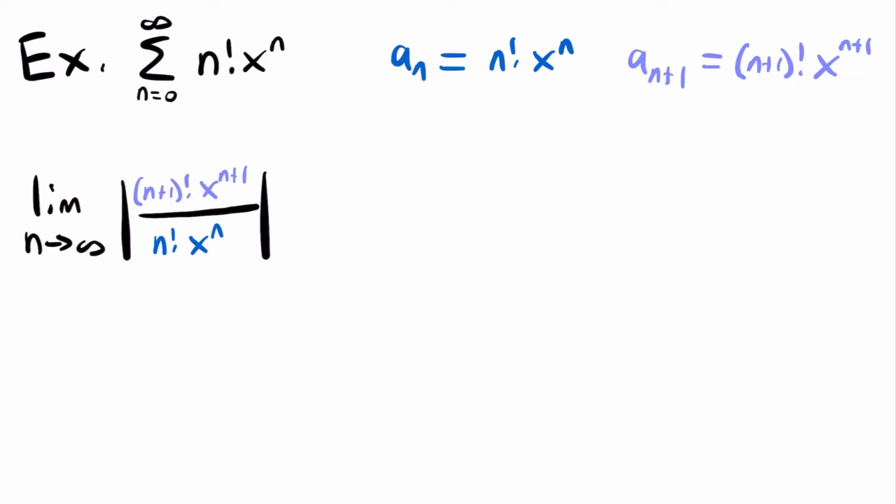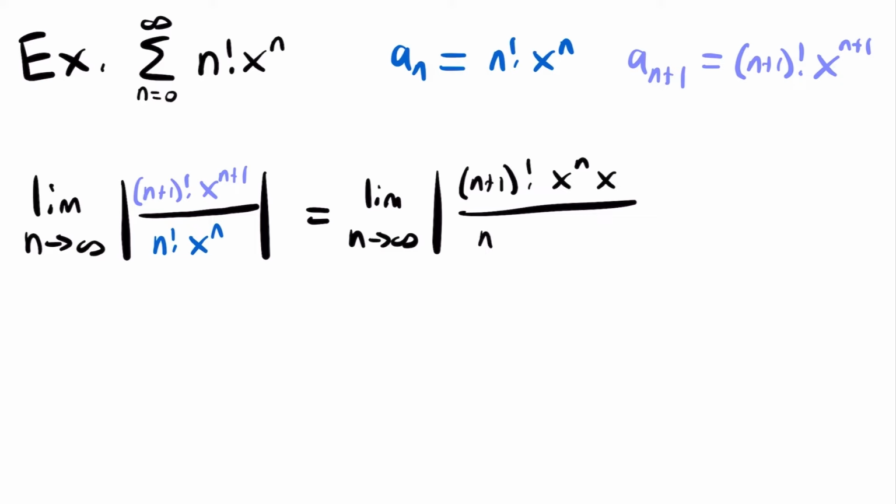Okay, and so now what we want to do is just simplify this limit up to a point where we can evaluate it. And so what I'm going to do first to simplify this is break up this power for x. We have x to the power of n plus 1. We can break that up to be x to the power of n times x to the first power. And so let me do that. We'll have the limit as n approaches infinity of the absolute value of n plus 1 factorial times x to the power of n times x to the first power. And that will be divided by n factorial times x to the power of n.